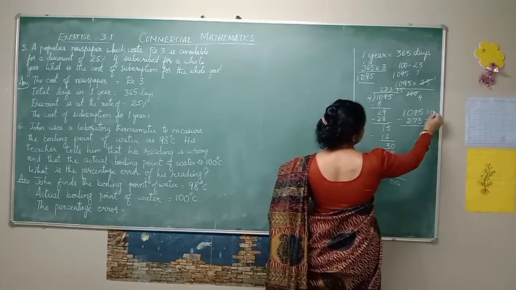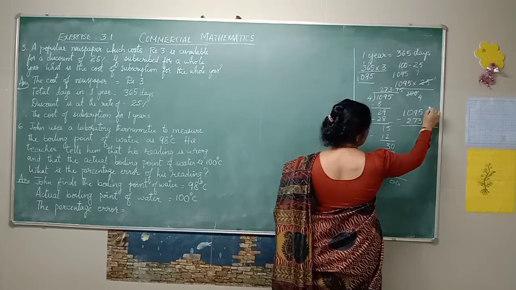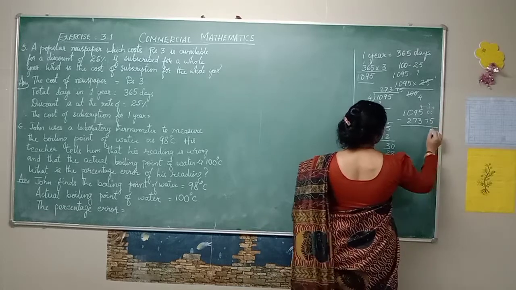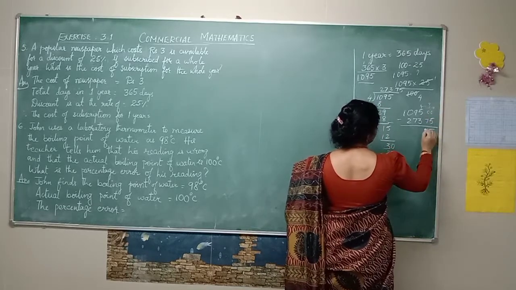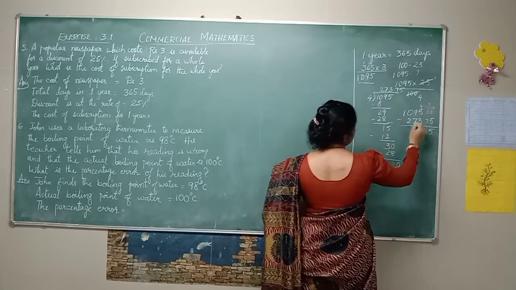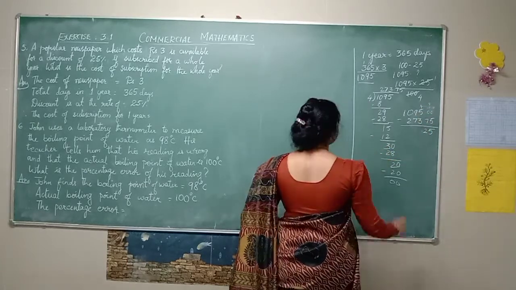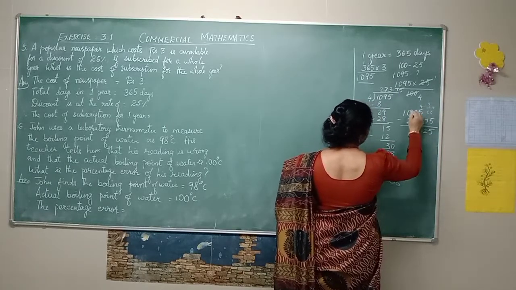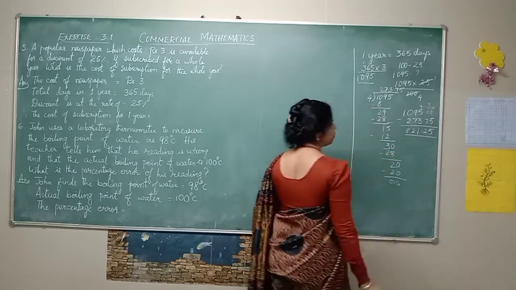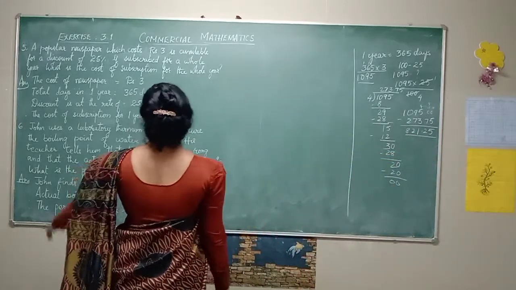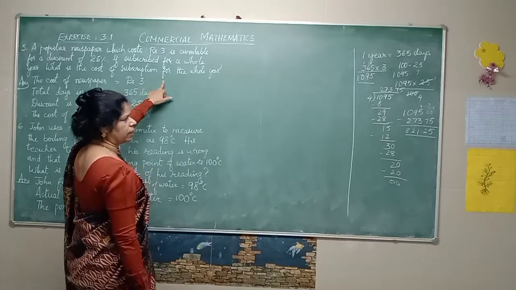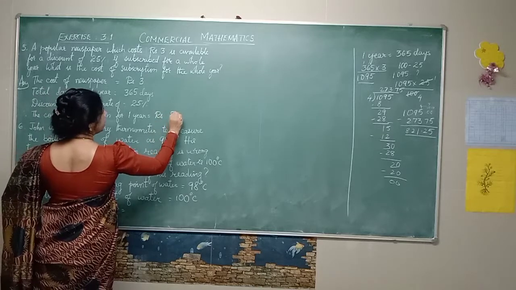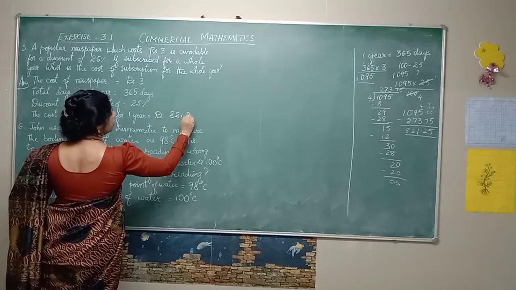So from 10, that means you are borrowing here, it becomes 10, here again 10, here 9 and here 4. So 10 minus 5 is 5, 9 minus 7 is 2, point, 4 minus 3 is 1, 9 minus 7, 2, 10 minus 2 is 8. So 821 rupees 25 paise. So the subscription for the whole year will be 821.25.